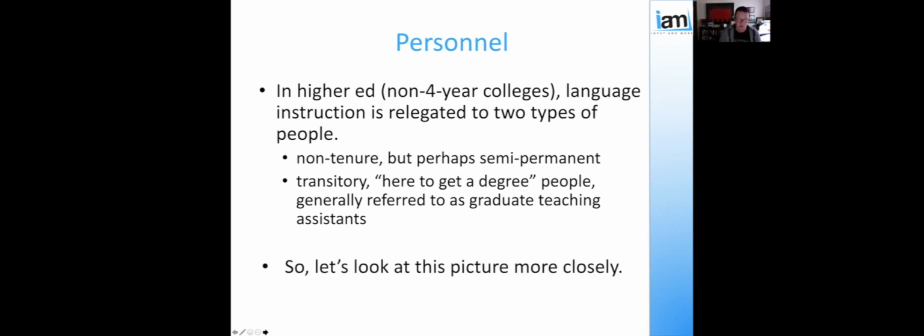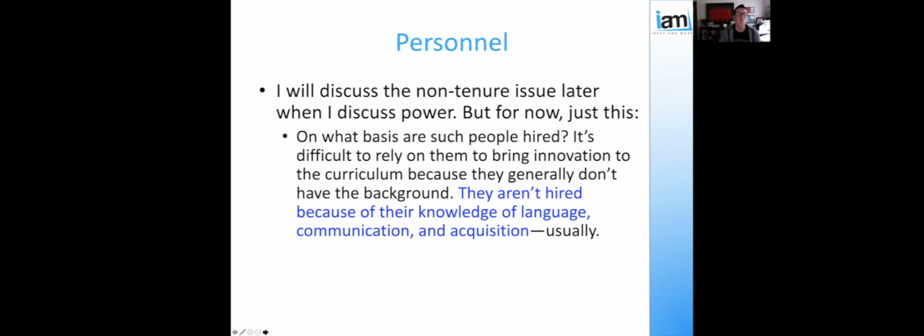So now let's look at this picture a little more closely. I'm going to discuss the non-tenure issue later when I talk about power relationships, but for now I just want to say this. When we hire people to do language teaching, on what basis are such people hired? Because it becomes difficult to rely on them to bring innovation to the curriculum because they generally don't have the background. I've been involved in a lot of hiring. Walter and I, when we worked together at Michigan State, did a lot of hiring together. And interviewing people for language teaching positions, it's hard to find people who have any real background in language, communication, language acquisition, and so on.